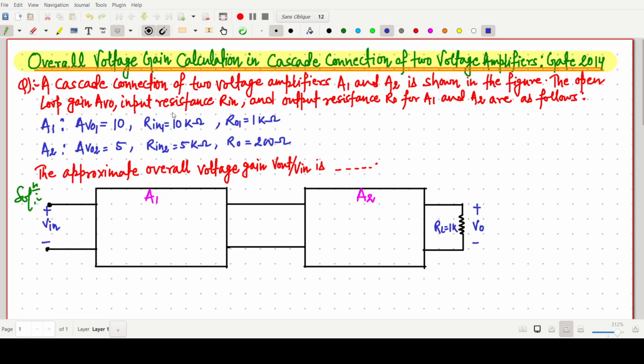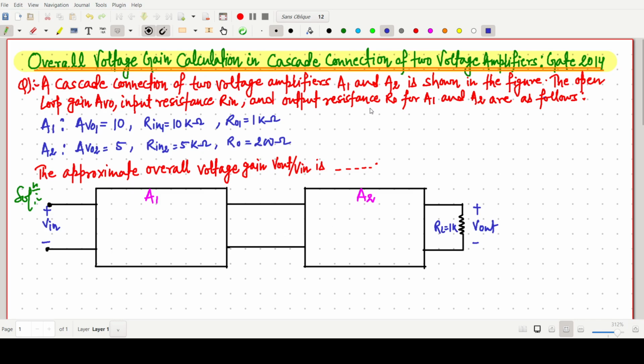The open loop gain, input resistance and output resistance for the two amplifiers are as below. For A1, the open loop voltage gain is 10, input resistance 10 kilo ohm, output resistance 1 kilo ohm. For A2, open loop gain 5, input resistance 5 kilo ohm, and output resistance 200 ohm. We have to find the approximate overall voltage gain, that is V out by V in. Okay, so better to write this one as A V out.